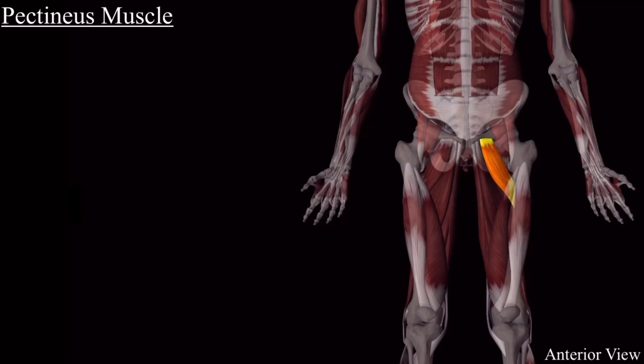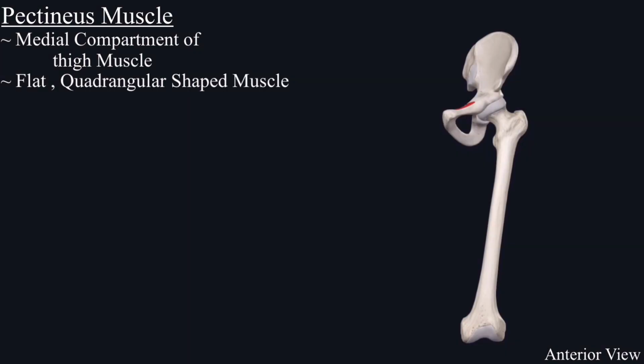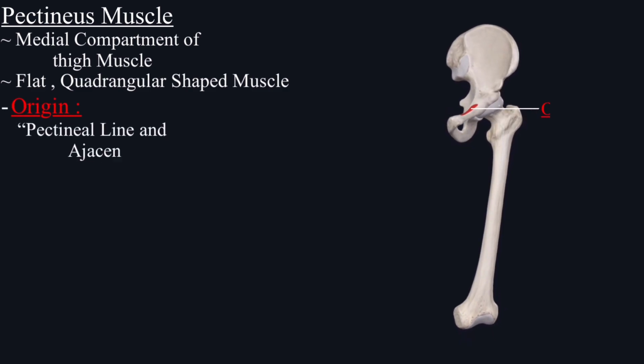Pectineus muscle is also one of the medial compartment muscles of the thigh. It is a flat quadrangular muscle. It originates from the pectineal line and adjacent bone.